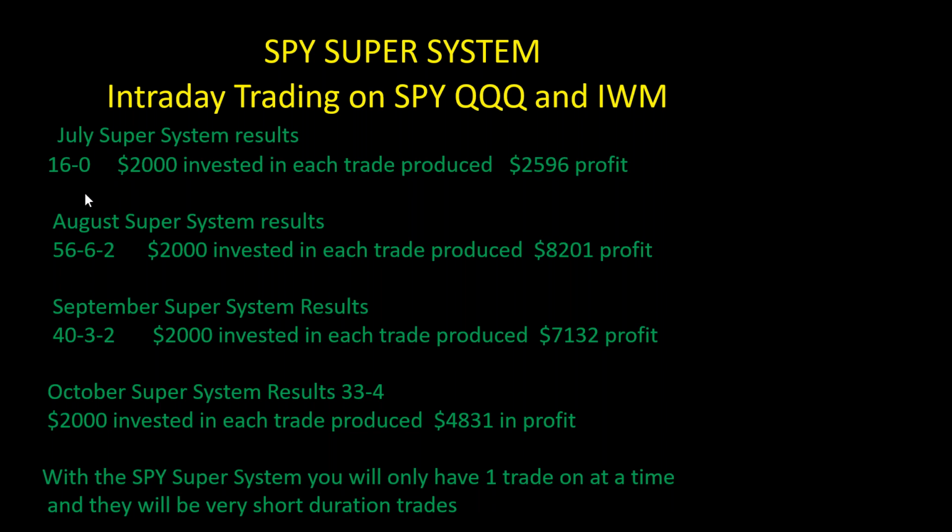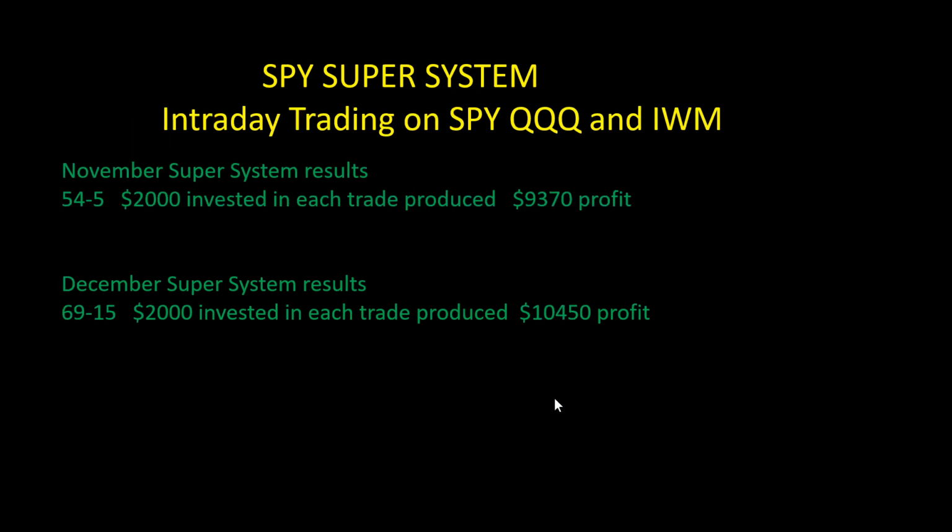You're going to see a lot more trades with the SPY super system because these are very quick trades, right? So you can see what we made here. It was good money. Not very many losses, a couple losses here, but these are 6 losses, 3 losses. These are break even. But 56 and 6, 40 and 3 in September, producing nice results. You can see that. October, nice results here, 33 and 4. So this is the kind of results they have.